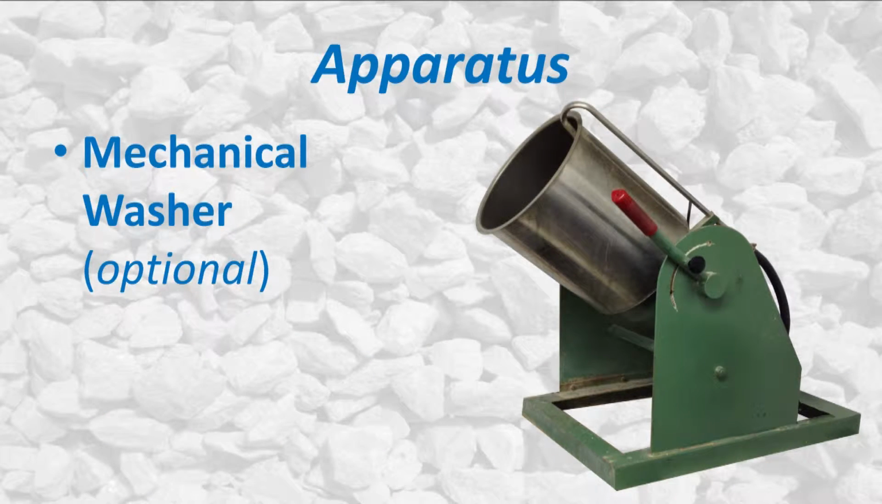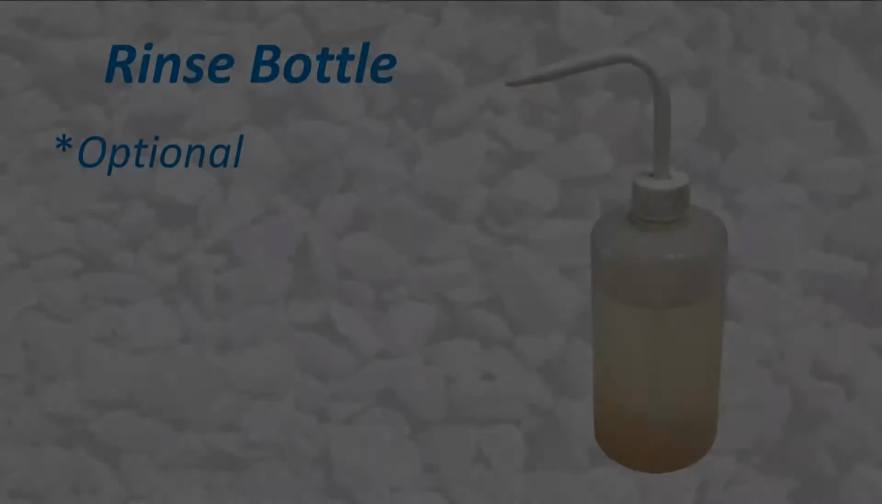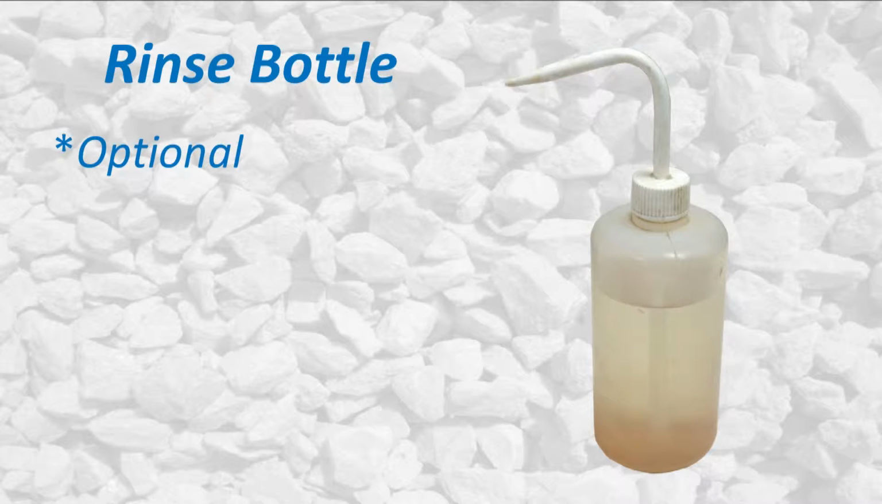A mechanical washing apparatus may be used for this procedure, provided that the results are consistent with those obtained using manual operations. Some mechanical washing equipment may cause degradation of the aggregate. An optional rinse bottle may be useful for some parts of this procedure.